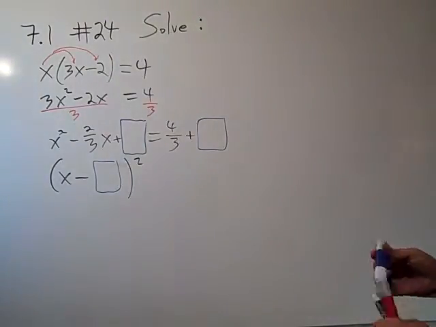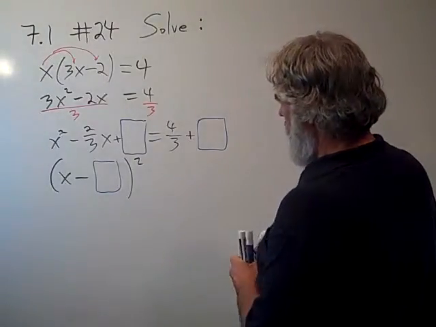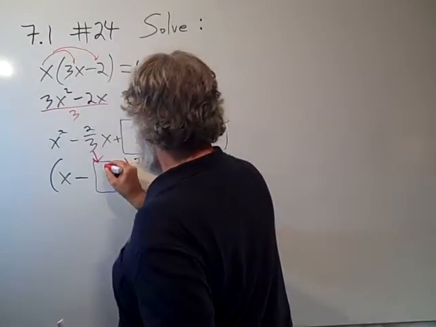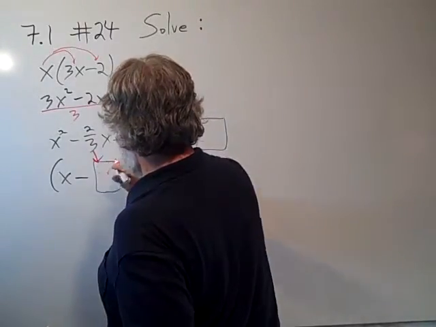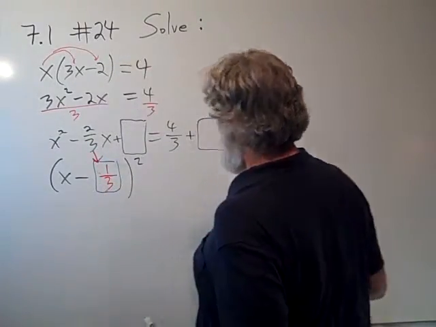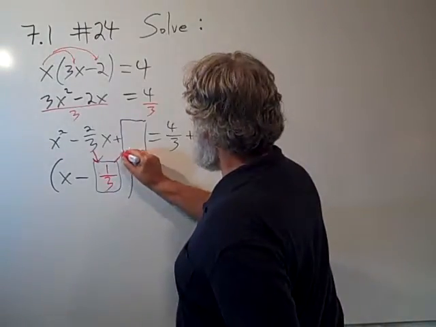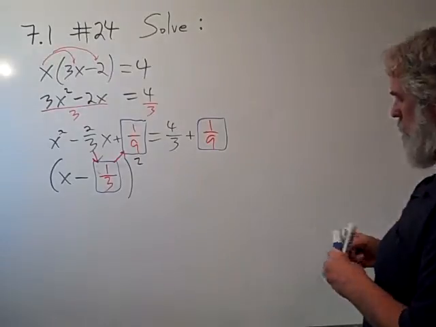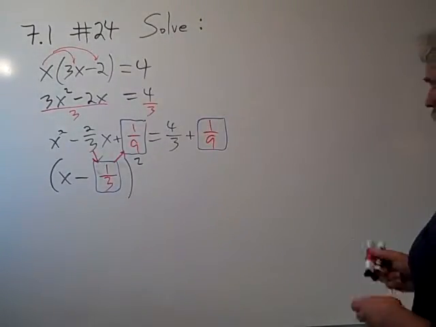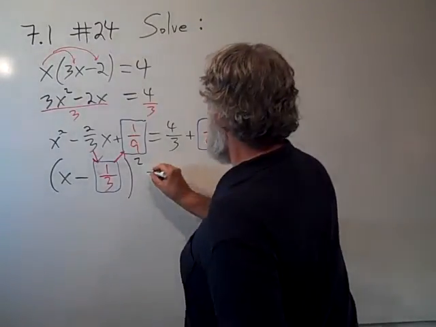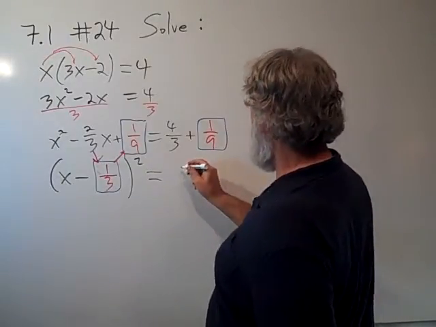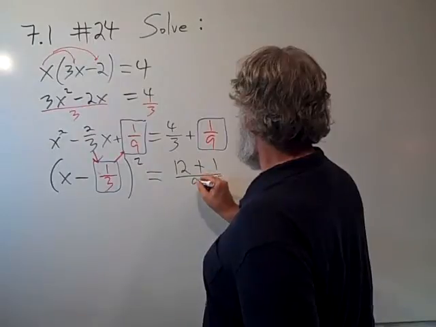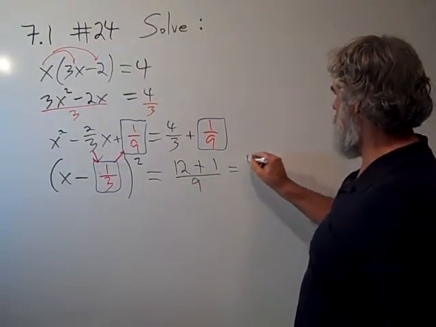So we take half of the 2/3, which becomes 1/3. Half of 2/3 is 1/3. And then if we square 1/3, it becomes 1/9. So it was 1/9 that we had to add to both sides. On the right side of the equal sign then, we have 4/3 plus 1/9. 4 times 3 is 12/9 plus 1/9, or 13/9.